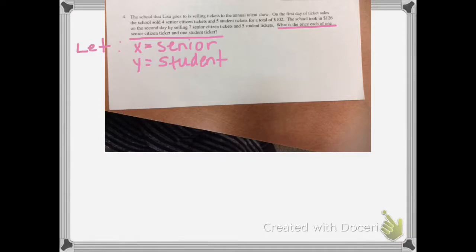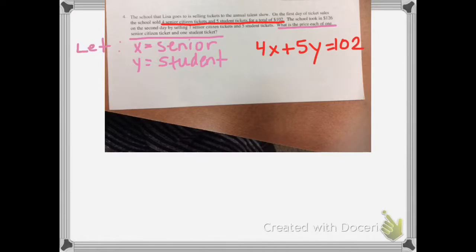All right, going back and reading our problem now. School leases go to selling tickets. On the first day of sales, they sold 4 senior citizen tickets and 5 student tickets for a total of $102. Okay, so 4 senior and is a plus, 5 student equals 102. That gives me one equation. It represents that first day of sales.